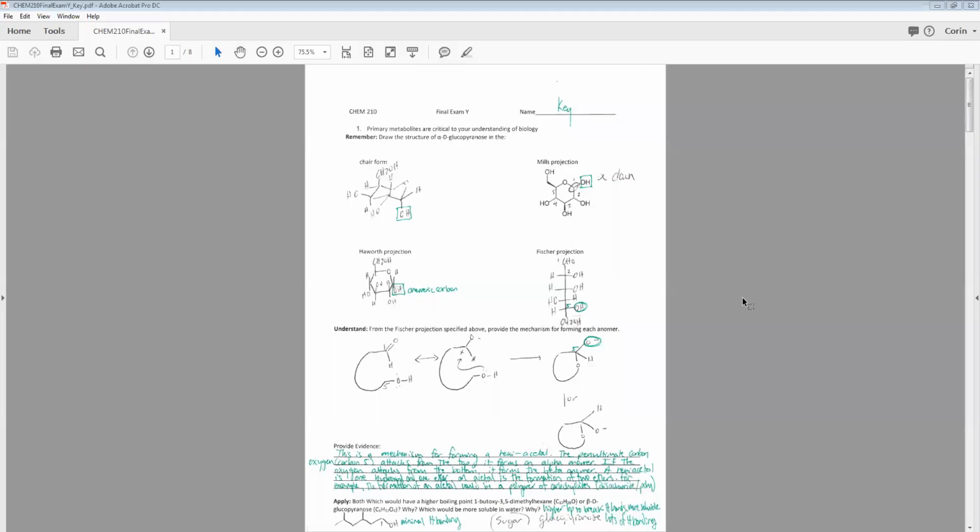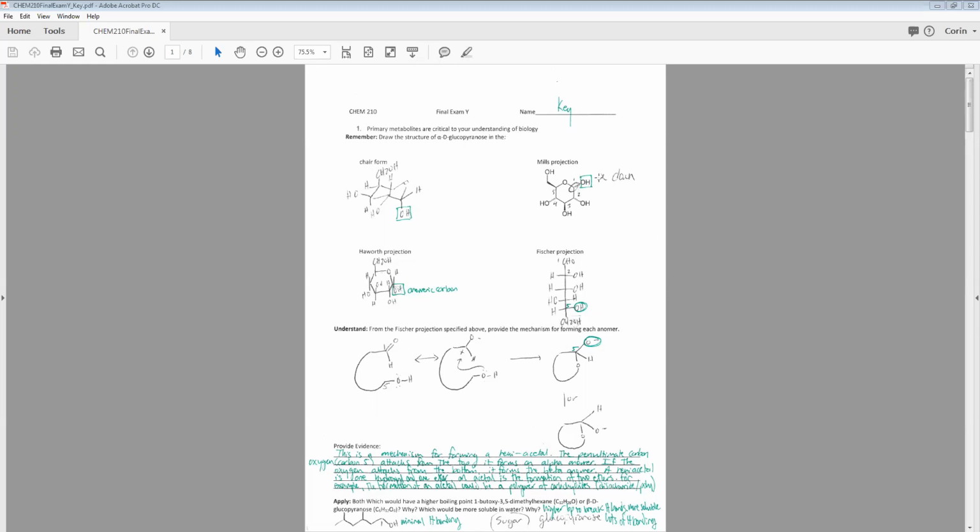So this is the second practice exam for your final exam for Chem 210. Here we're going to take a look again at the structure of an alpha-D-glucopyranose. In this case, you were given a Mills projection, and so your job was to be able to translate that into the other representations. Remember, Fischer projection is your open linear chain form, whereas the chair form and the Haworth projection both show different facets of the carbohydrate.